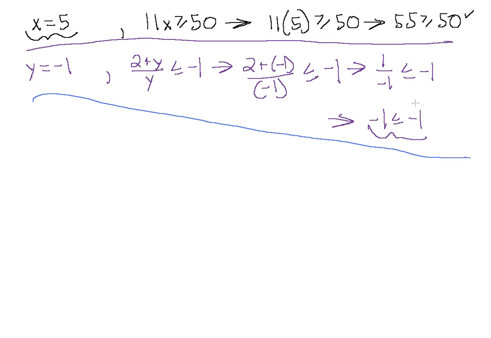All right, so this checks out. -1 is definitely less than or equal to -1, so this is a valid value for our solution set. So -1 is contained in the solution set for this inequality. All right, so let's look at a few more.